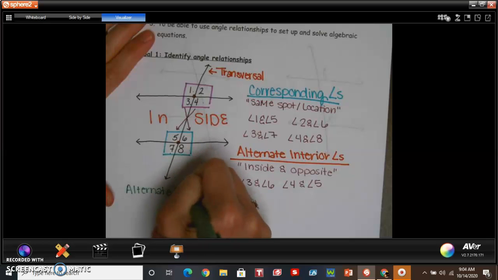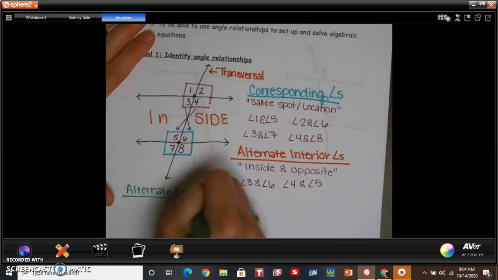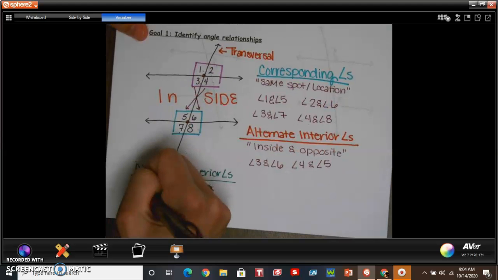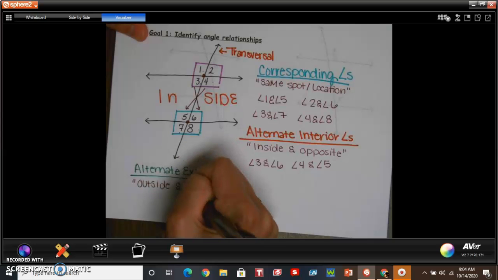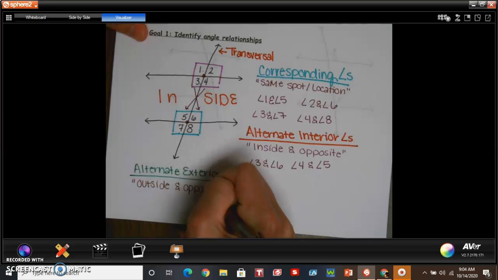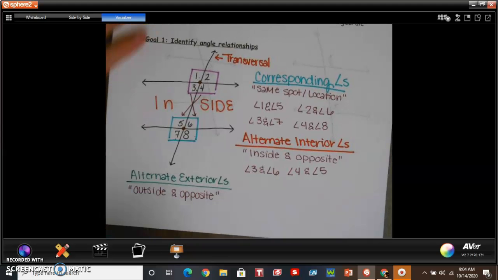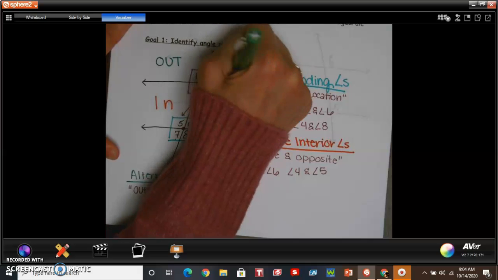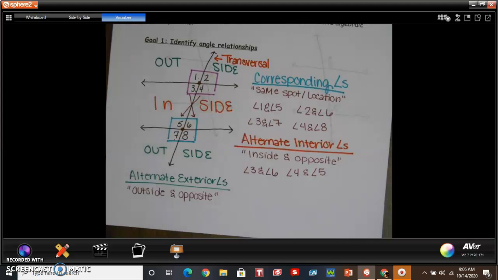Alternate exterior angles. Okay, this means this time we're going to be outside and opposite. All right, so outside means we're outside our 2 lines. So this is an outside, and this is an outside. And again, opposite means they're going to be diagonally across from each other.